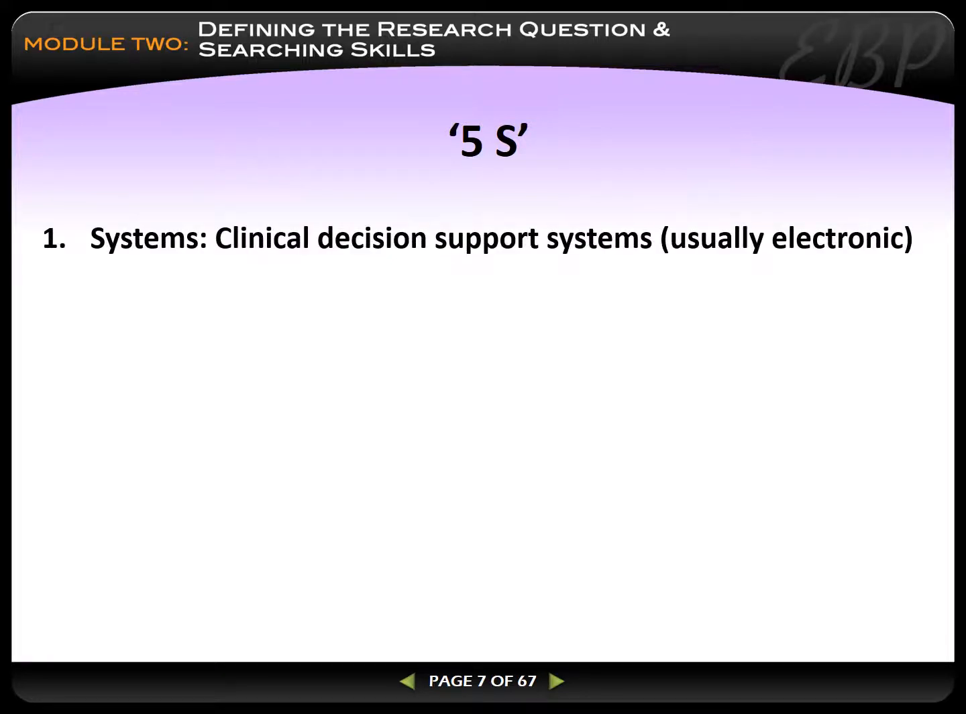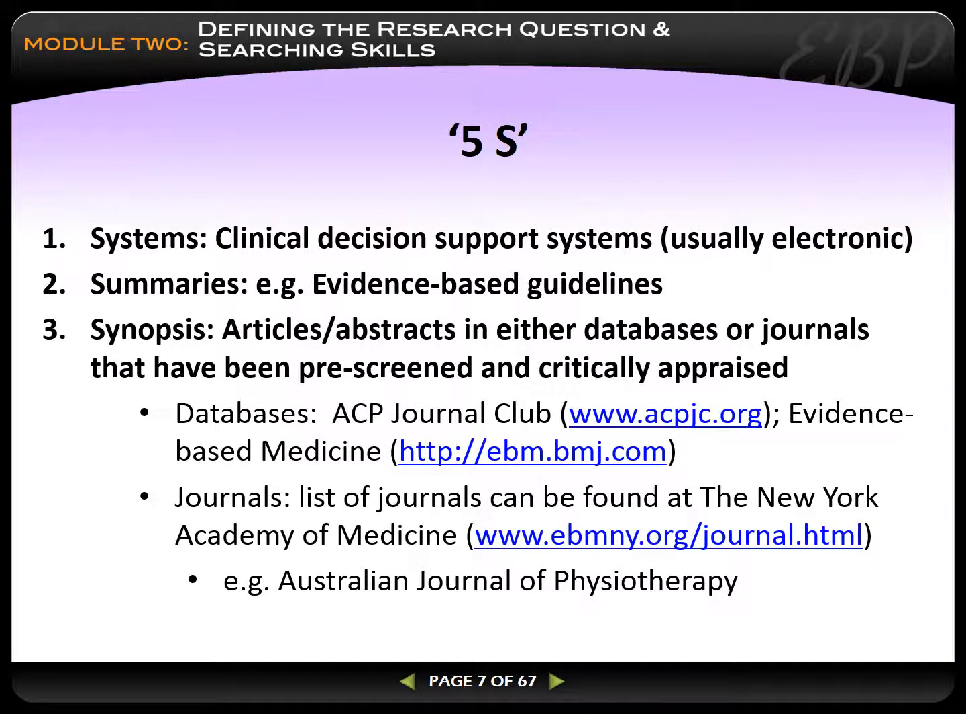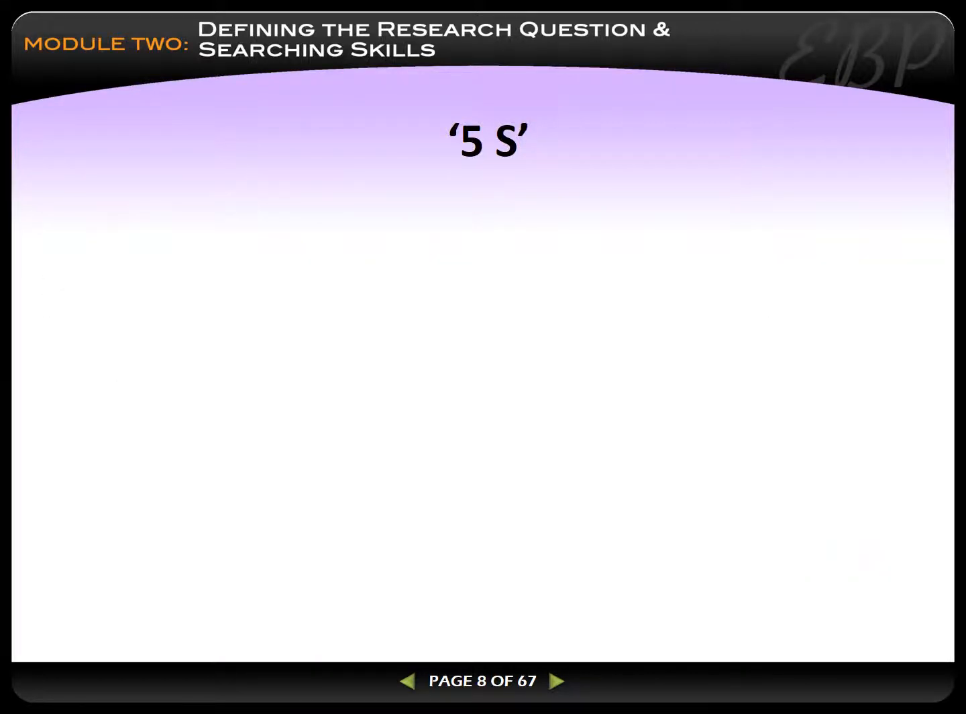So the 5 S's, these are the different types of electronic databases. There's clinical decision support systems, usually electronic, and you might tend to find some of these decision support systems in hospitals. There's summaries of evidence-based guidelines and clinical practice guidelines, and there's articles and abstracts that have been pre-screened and critically appraised. And I don't find that there's a lot of those that are useful in physiotherapy, but one example is the Australian Journal of Physiotherapy.